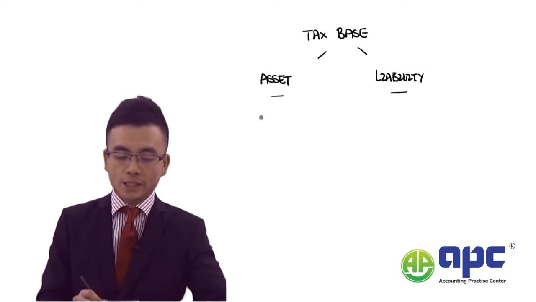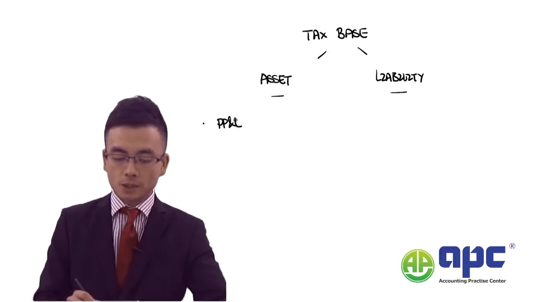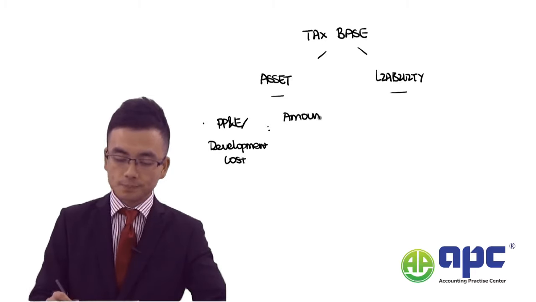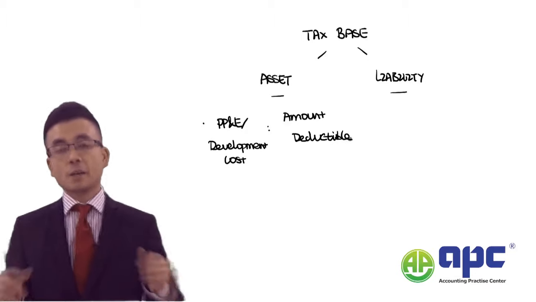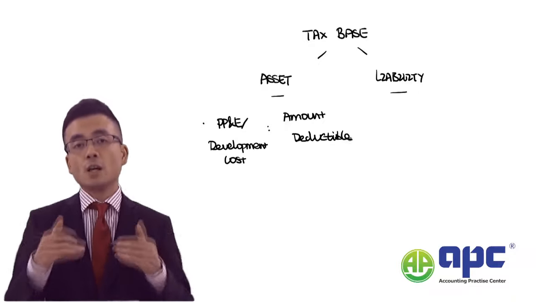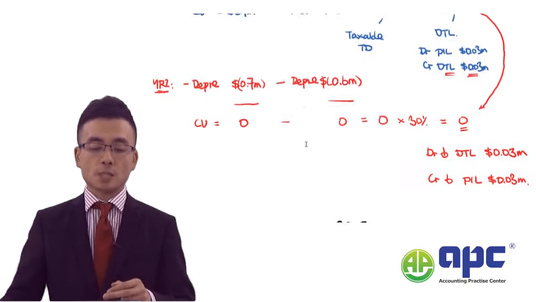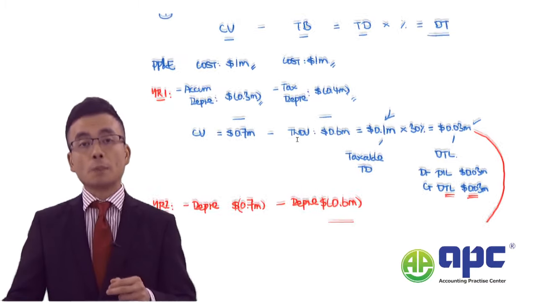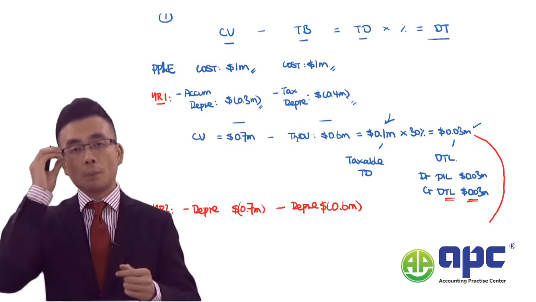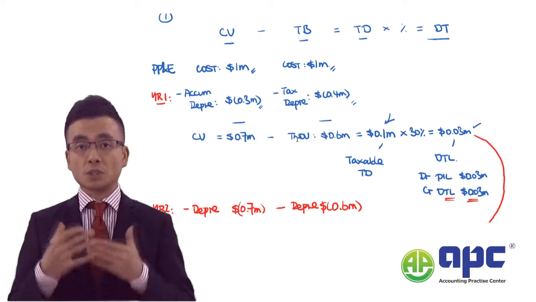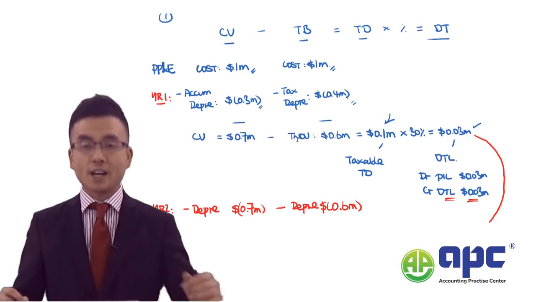So, for the asset related to PP&E or development costs or the intangible asset, the idea of the tax base is the amount deductible. Technically, it is the amount deductible against future taxable profit when the carrying value of the asset is recovered, which means for the PP&E, it will be the original cost of $1 million on both sides, because we can expense it into depreciation to reduce our taxable profit as well as the accounting profit at some point in the future.